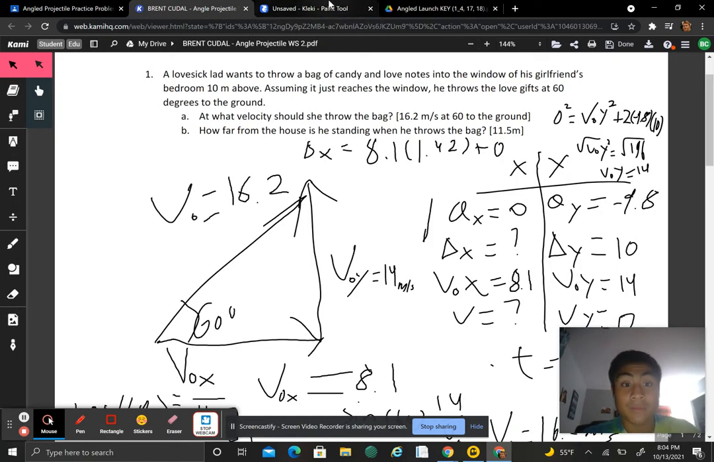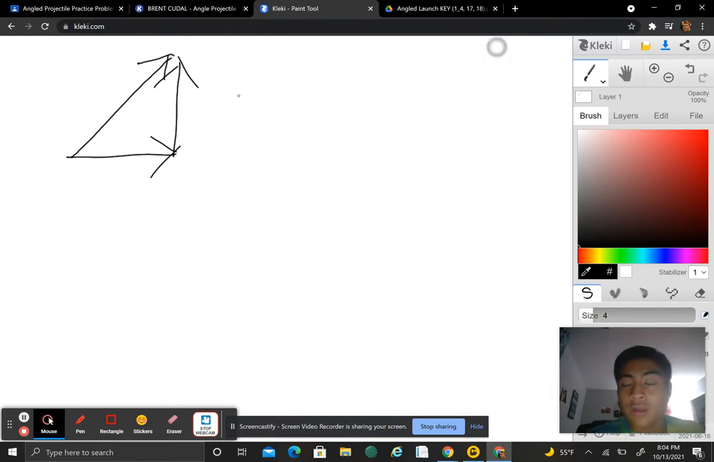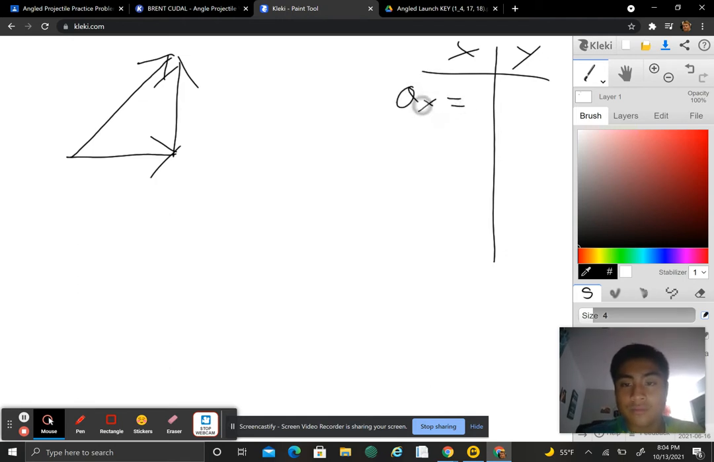So 10 meters above. That already gives us one of our variables. So let's try and get an early start on the X and Y chart here, which is incredibly helpful. So a of x, unless stated otherwise, remember this, unless stated otherwise, is always going to be 0. Okay? There's our first free 0, as Mr. Dolson mentioned in class today. And then a of y is always going to be negative 9.8.